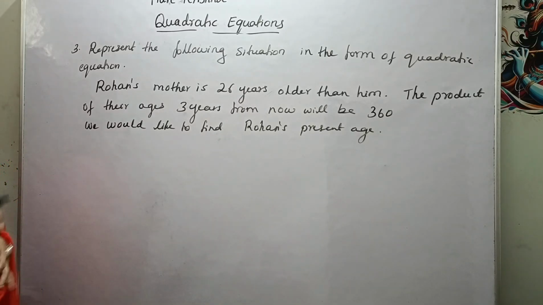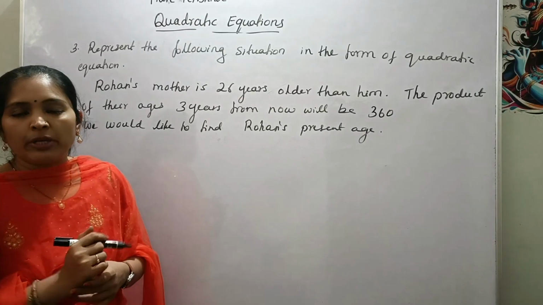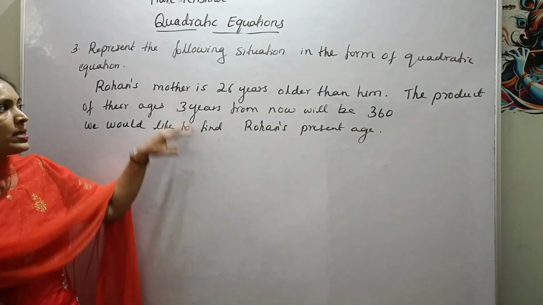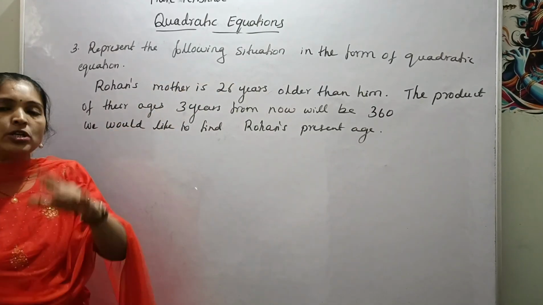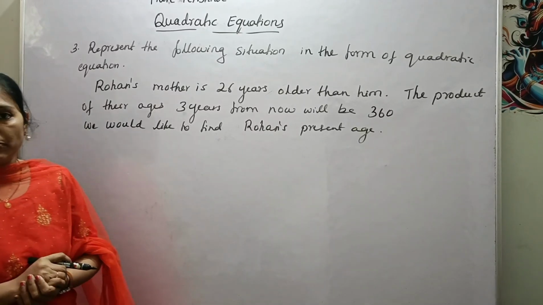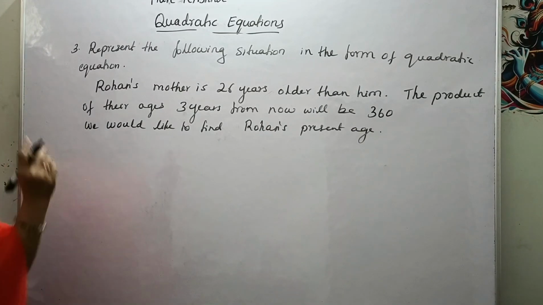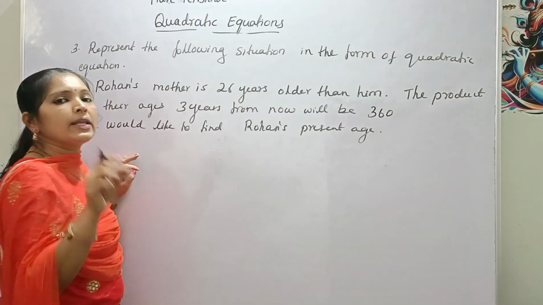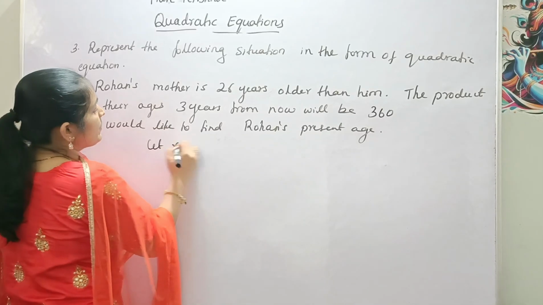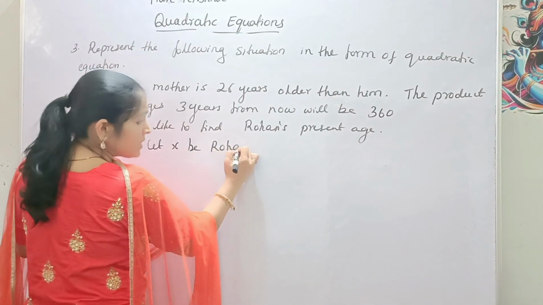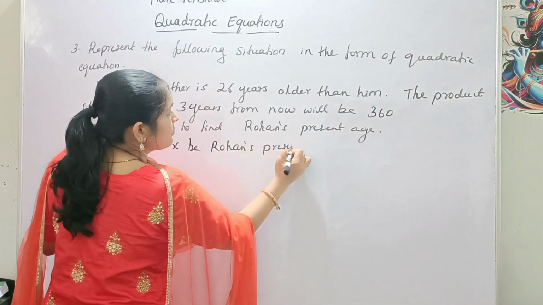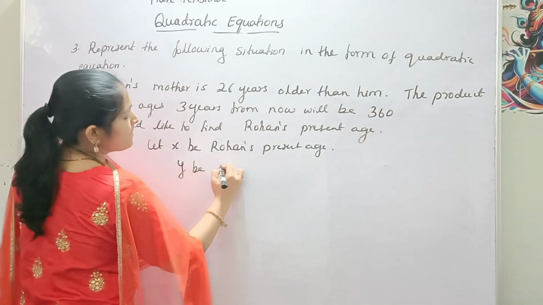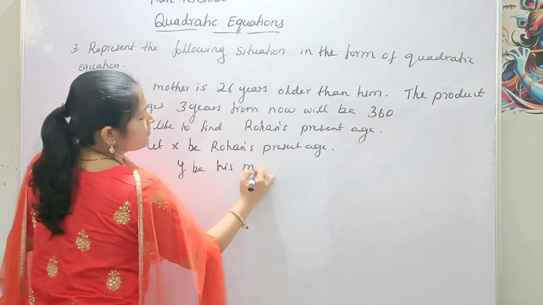So here, if you are confused about taking one variable, you take two variables. At last you can change it. Because here we have to form a quadratic equation, so it must be in only one variable. First of all, it is given Rohan's mother is 26 years older than him. So let x be Rohan's present age, and y be his mother's age.